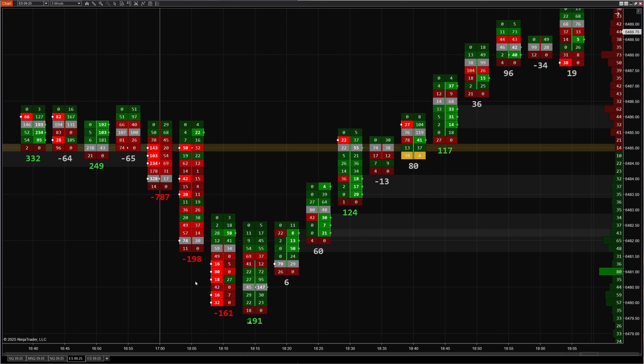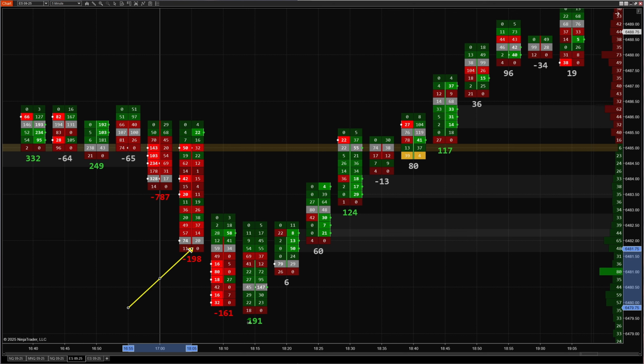So on the bottom, we're going to see what is called the delta. Now, this is going to be important. The delta is going to be the difference between the aggressive buyers and the aggressive sellers. A positive number means more aggressive buyers in that candle. A negative number means more aggressive sellers.